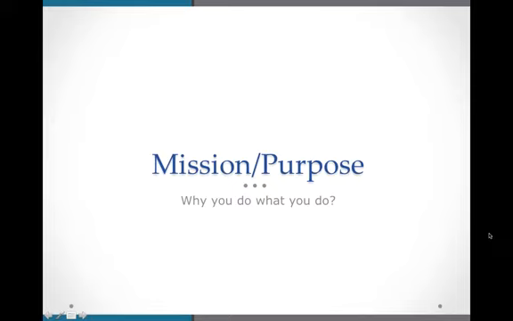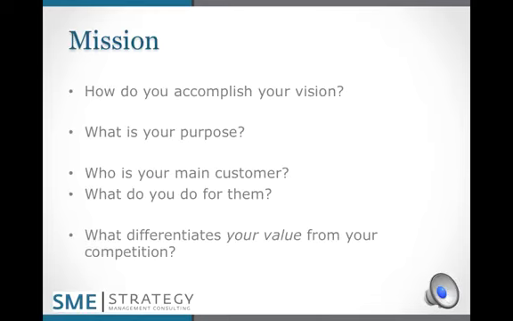So, mission and purpose, the second part of the VMOS pyramid. What do you do? Why do you do it? Why do you exist? Why is the world a better place for having your organization in it? It's really useful to understand this, and to say, if you do this, how is it going to contribute to your vision? How do you accomplish your vision? What is your purpose? Who is your main customer? And also, who is not your customer? What do you do for them? And what differentiates you, your value, from your competition?